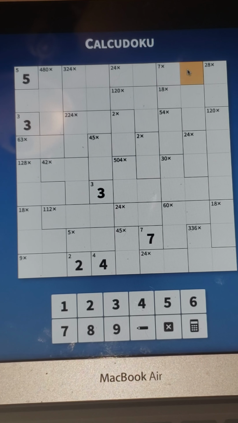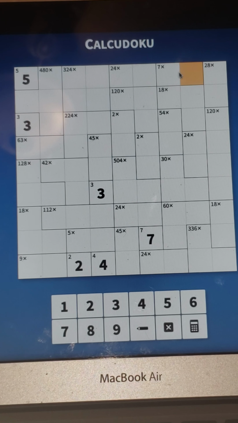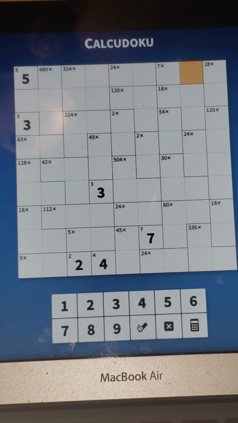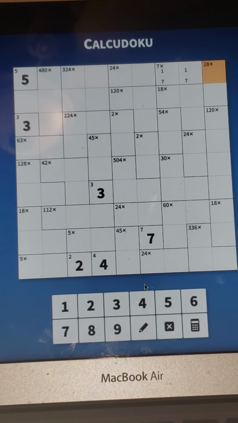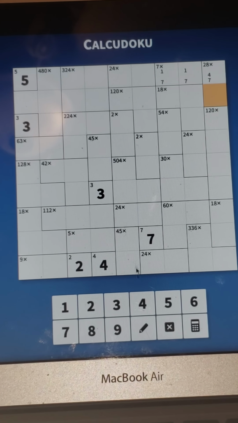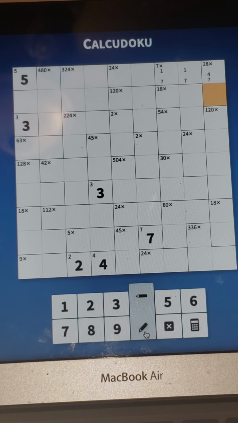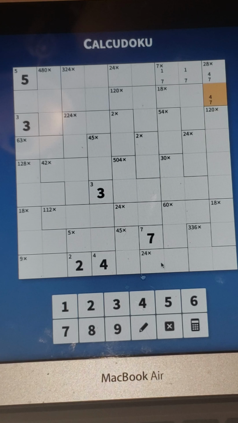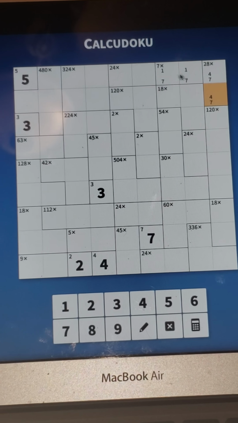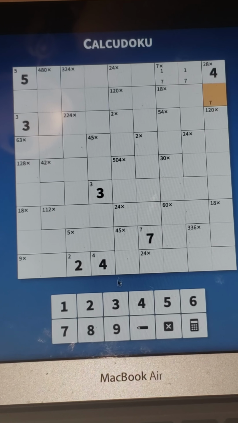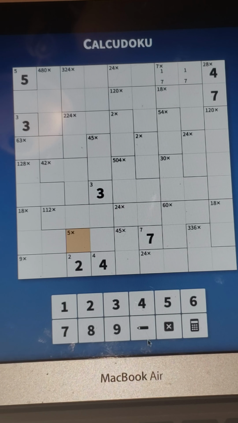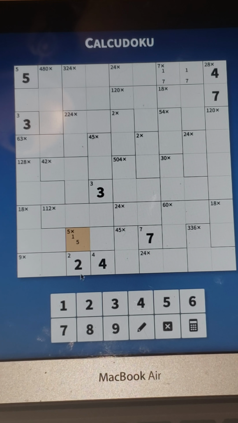So in these two boxes, two numbers that multiply to equal 7 can only be 1 and 7. And for 28, it's got to be 4 and 7. And now, with 7 in the same row, we can eliminate that 7 note and it will just be 4, 7. Now down here we've got two numbers that multiply to equal 5, so it can only be 5 and 1.